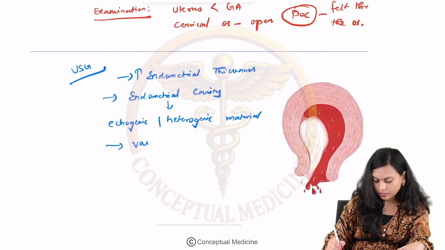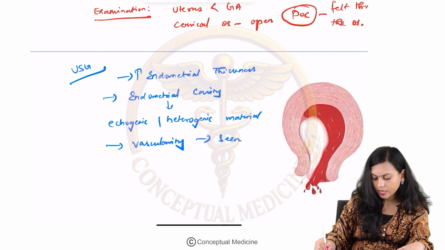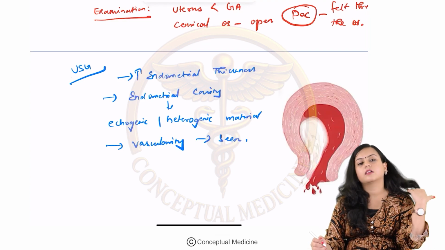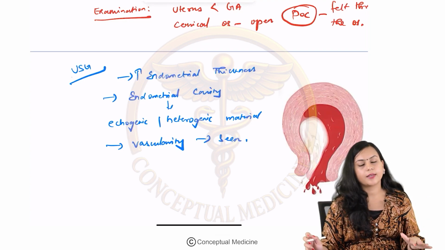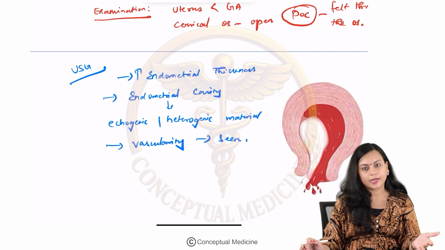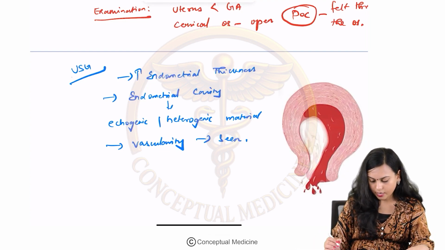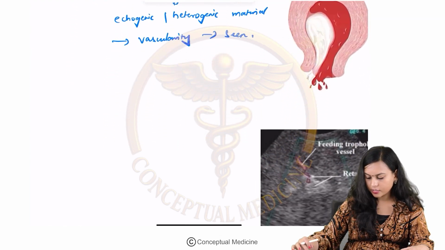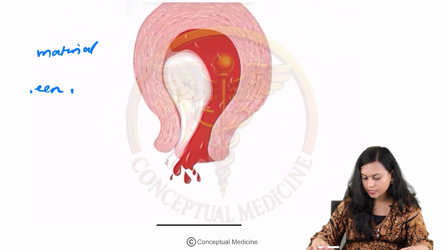Sometimes vascularity can also be seen. So this vascularity checking is very important, because it will help you to differentiate from the blood clot also. And how will you manage this case? See, this is the picture first. First, let us see the picture.